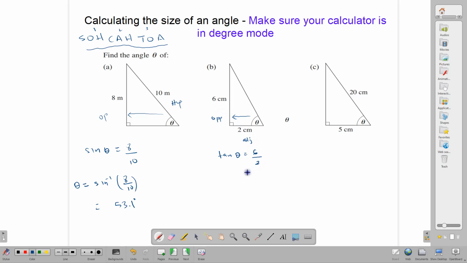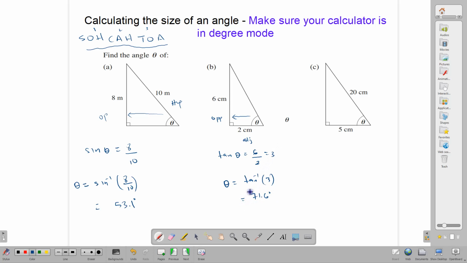2. And because we want to find our angle, we will say the angle is equal to the tan inverse of 3, because we use the inverse function to calculate the angle. And for the tan inverse of 3, remember to use the second function tan or the shift tan, and it gives us 71.6 degrees.